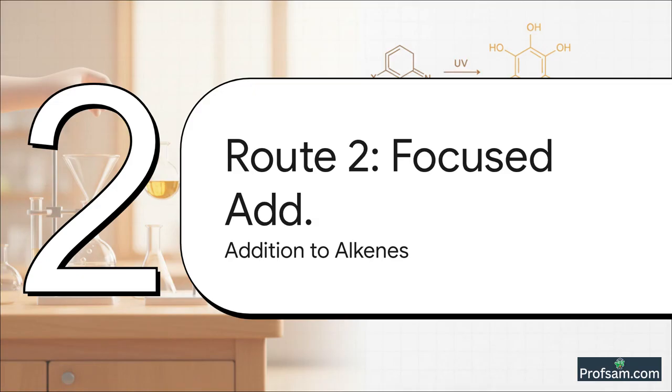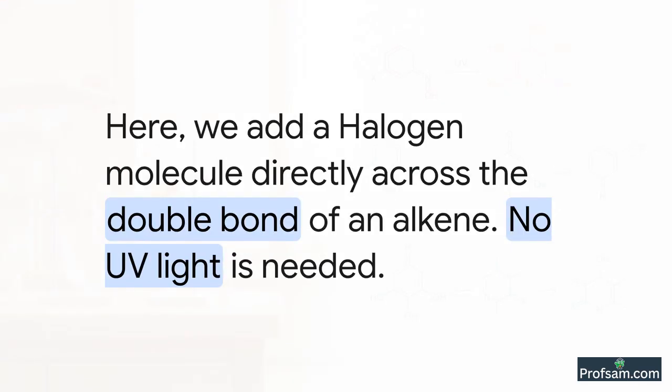This brings us to route 2, a much more focused path, addition to alkenes. Think of this as a smart detour we can take if our starting material is an alkene. Now, here's the big change. No UV light needed. Why? Because the double bond in an alkene is already a hotspot for reactions. It's reactive and ready to go.